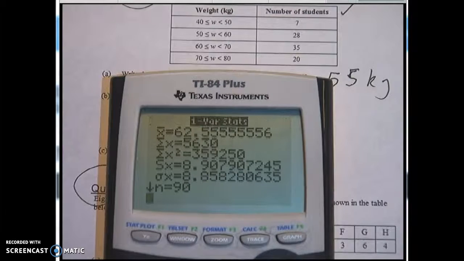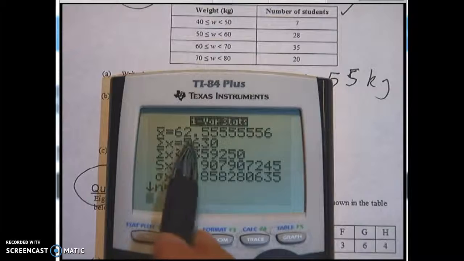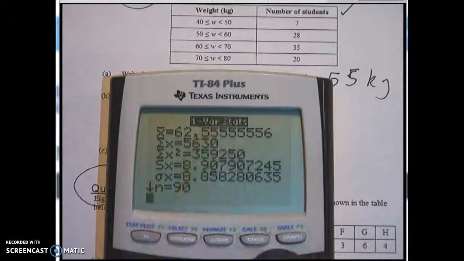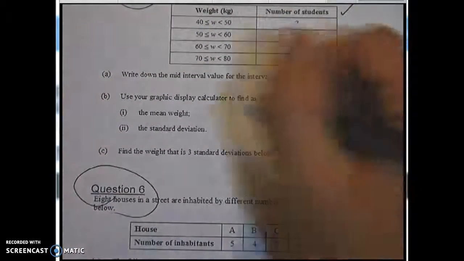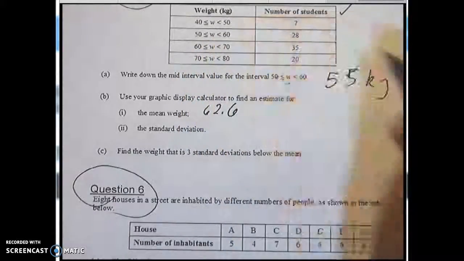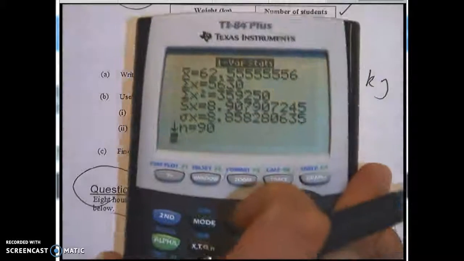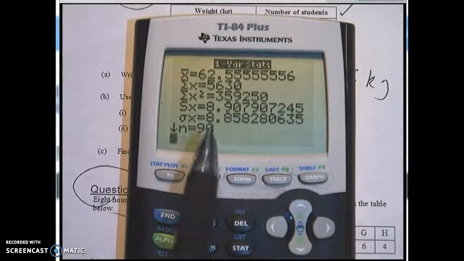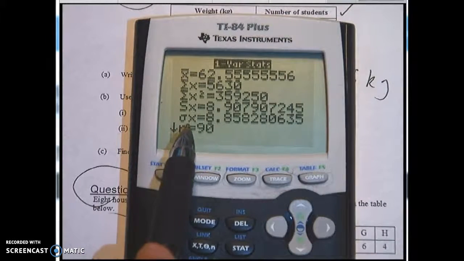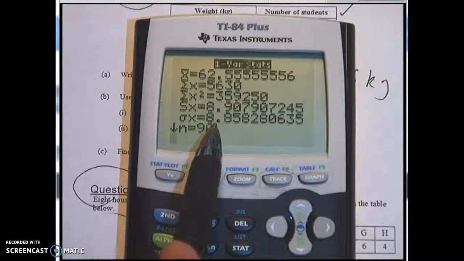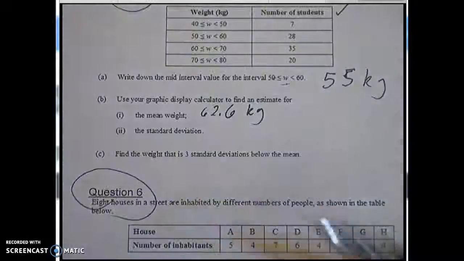And when we calculate, it's going to spit out two things for us. Right here, X bar, that's your mean, which is about 62.6. I'm just going to write that down. 62.6 kilograms. And the standard deviation, you're always going to refer to this sigma x in math studies. To 3 significant figures, that's 8.86 kilograms.